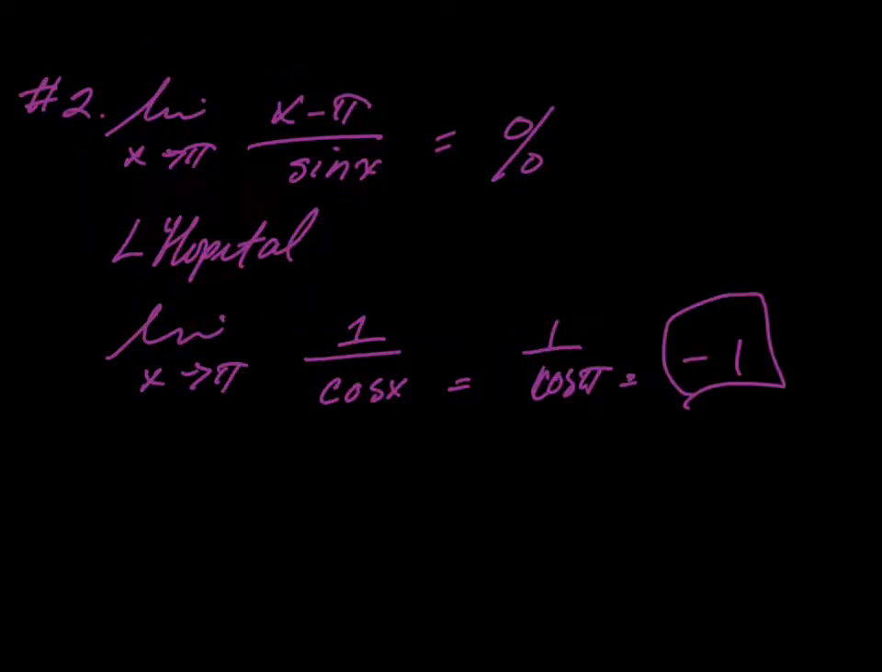Number 2 is the limit as x goes to pi of x minus pi over sine x. So pi minus pi is 0, and sine of pi is 0. So you get 0 over 0, and you can use L'Hopital's. So then take the derivative of x minus pi, and you get 1, and the derivative of sine x is cosine, so 1 over cosine x. Direct substitution, now cosine of pi is -1. So you have 1 over -1, and you get -1.